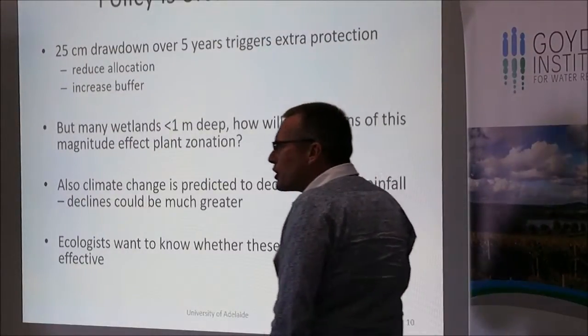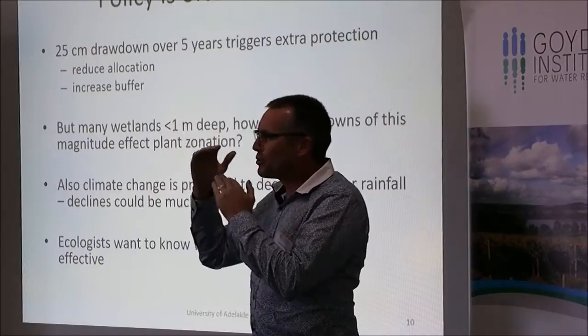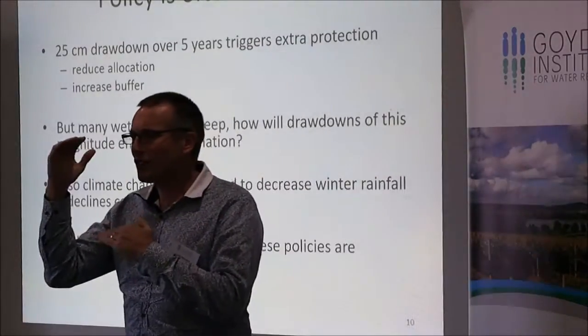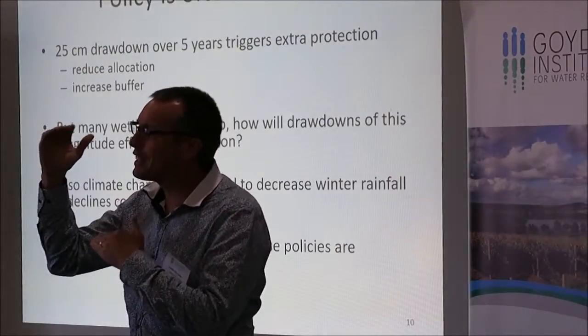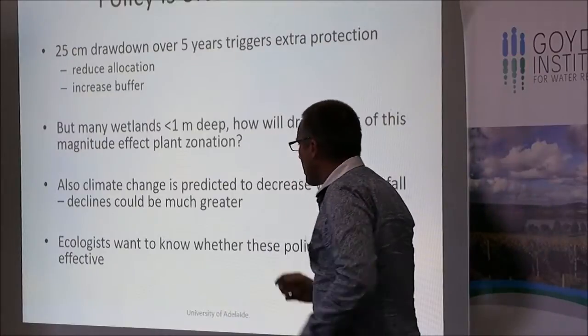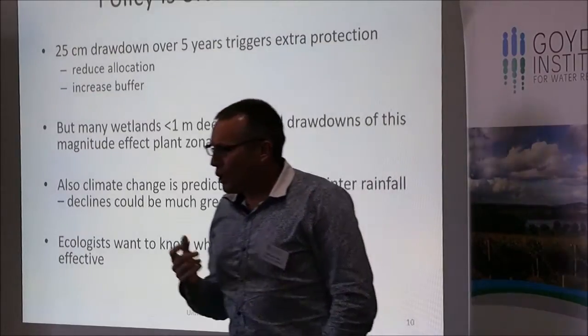But what do we do when we've got shallow wetlands? 25-centimetre drawdown, if you've got some connection with the surface water there, those wetlands are fairly sensitive if they're shallow and relying upon the groundwater resource.